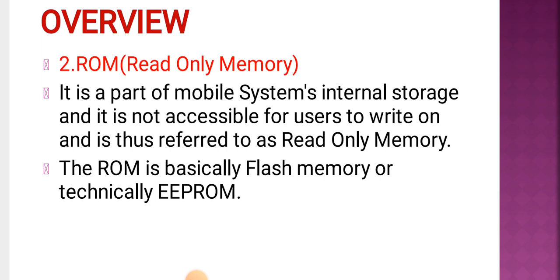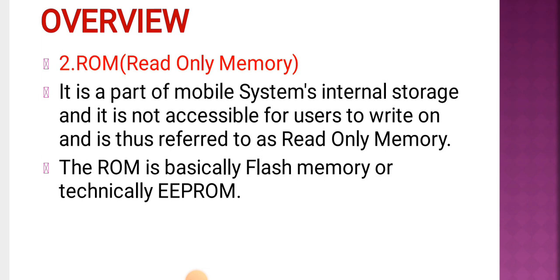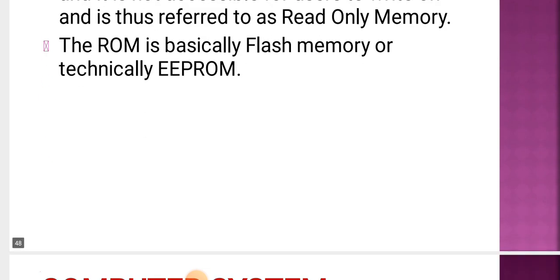We can't do any writing here, but we can do only one thing, that is we can read the data. Whatever data is stored in that memory, we can read it, that's all. The ROM is basically flash or technically EEPROM. In the previous class we discussed flash memory and EEPROM. EEPROM means electrically erasable programmable read only memory. We have discussed this in the last video. If you want, you can go through that video. Okay.